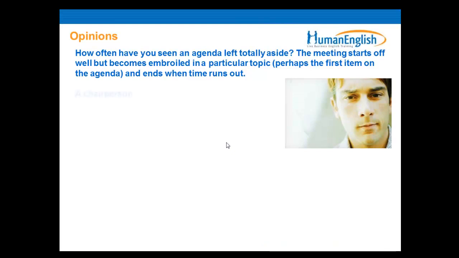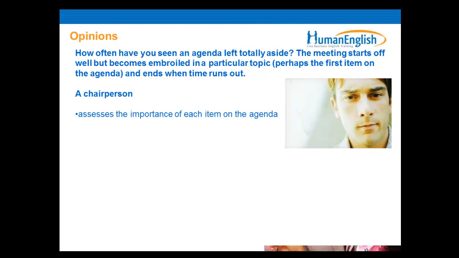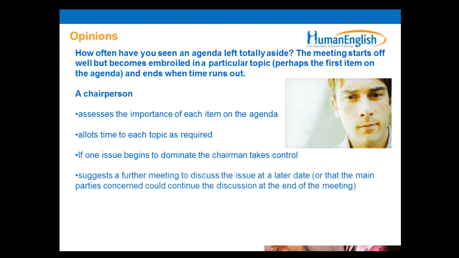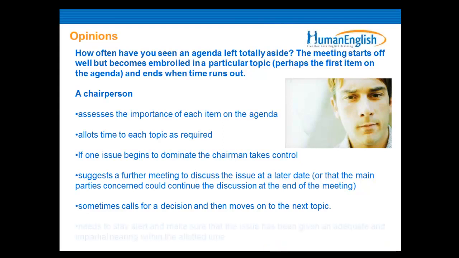So what can be done is that the chairperson needs to do a few things. These are some strategies. He or she needs to assess the importance of each item, allot time to each topic. If one issue begins to dominate, the chairman takes control. Okay? He or she also needs to suggest a further meeting to discuss the issue at a later date. Okay? Or the participants can also discuss after the meeting. And he may need to call for a decision and move on to the next topic.